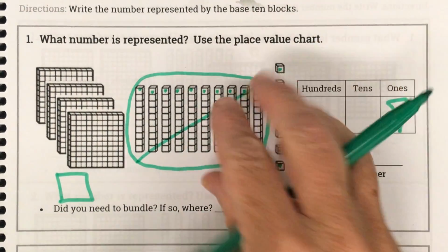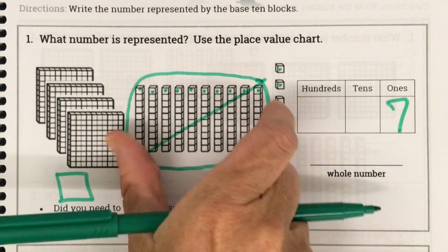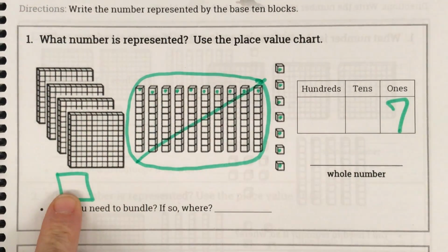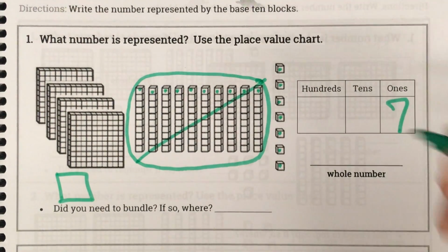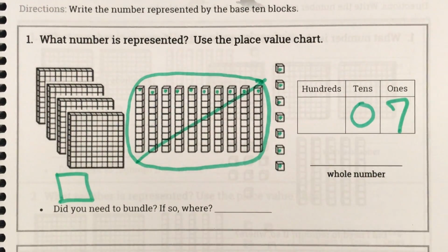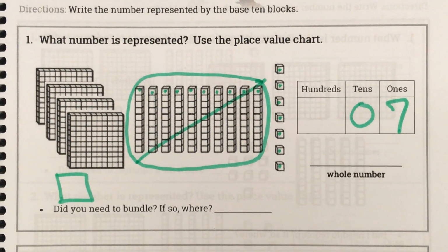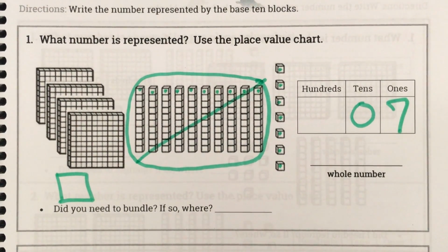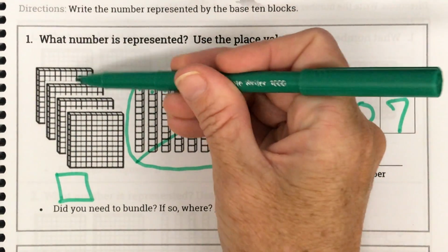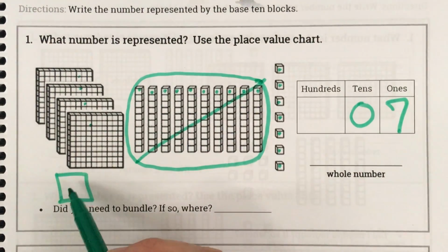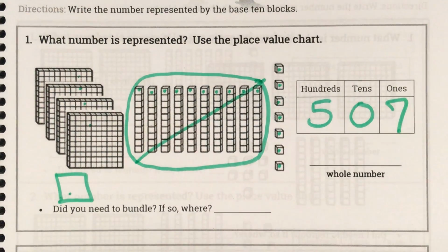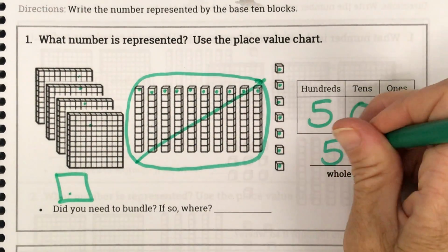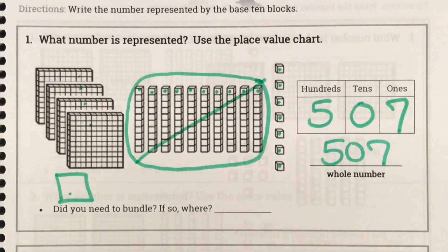So those 10 got squished together and regrouped together into a 100 mat. So how many 10s are left? None. We don't have any 10 rods left. We used them all to regroup. Okay, how many hundreds do we have? 1, 2, 3, 4, and my new one, 5. So we have 5 hundreds. So our whole number answer is 507.